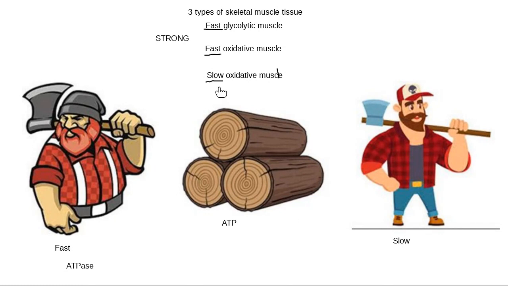So when we talk about slow oxidative muscle tissue, this is going to be a weaker contraction. So if we're looking at our three types of muscle tissue in your body, if you just look at their first name, if you will, fast or slow, that's going to tell you how strong of a contraction those types of muscle tissues can give you.